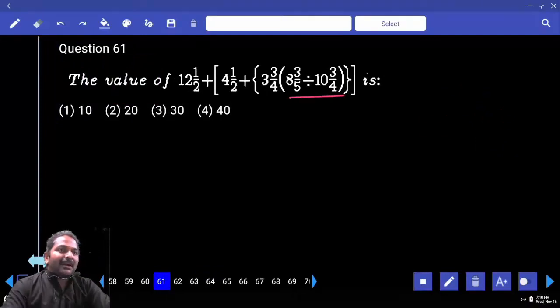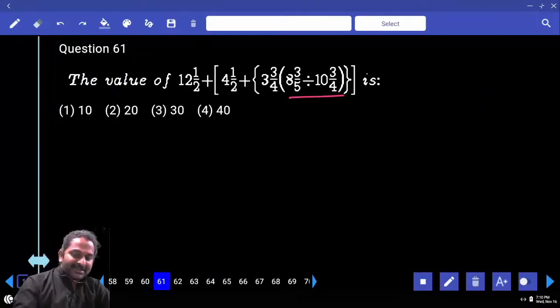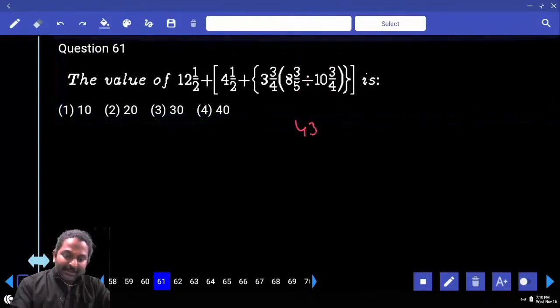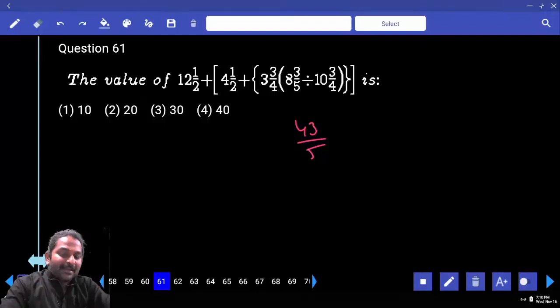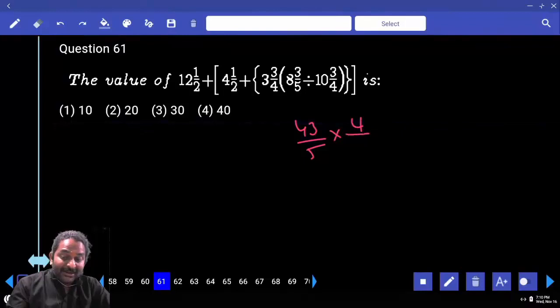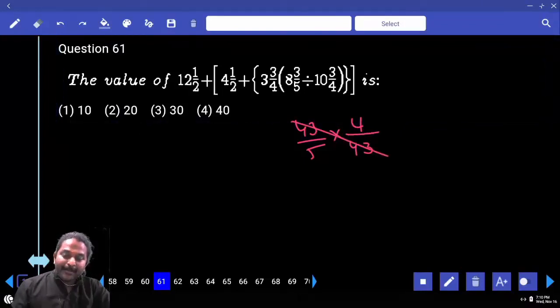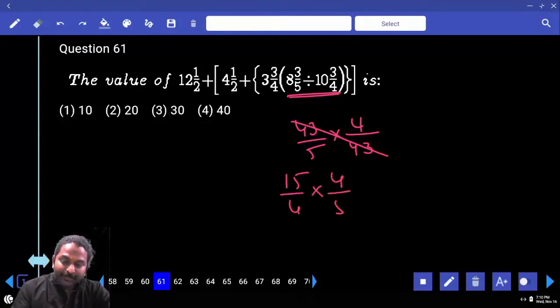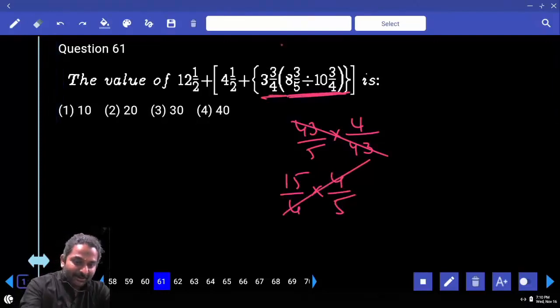From extreme under root values, right? 83 by 5. 43 by 5 divided by 43 by 4. Divided by 43 by 4 can be written as into 4 by 43. How much is this value? This value is 4 by 5. 3 by 4. 15 by 4 into 4 by? How much is that? This value is equal to 3.